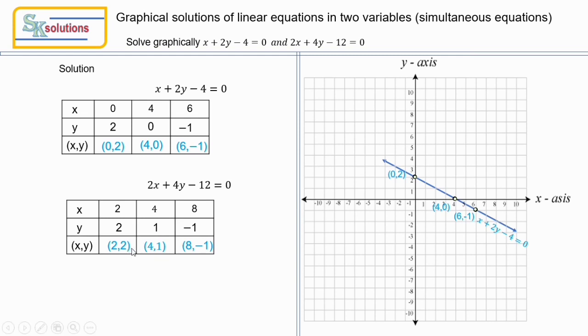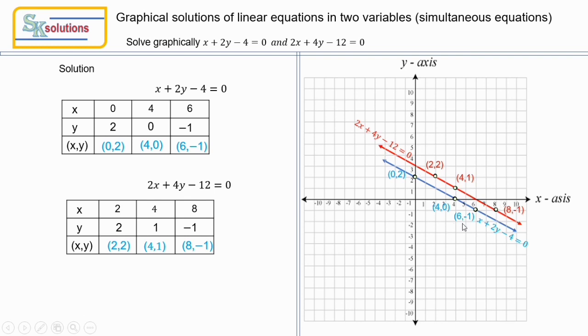Here you have (2, 2) as a point. So (2, 2), where is it? (2, 2) is here. Okay, the point (2, 2), and then you have (4, 1). The point (4, 1) is here, and the point (8, minus 1) is marked here. Now we will draw the line passing through these 3 points. Okay, here is the line, and its equation is 2x plus 4y minus 12 equal to 0.